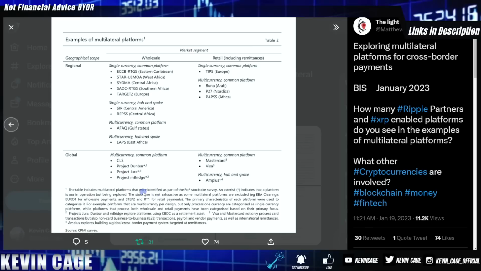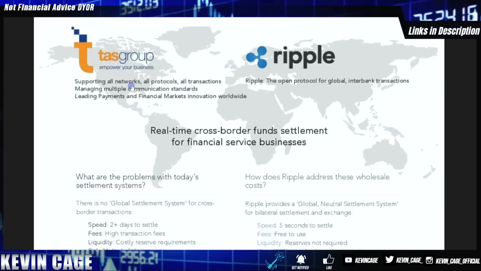So we can see Project Enbridge, we can see Project Dunbar, we can see Visa, MasterCard. We have TIPS, the common platform throughout Europe. Notice this is retail, including remittances. And I'm sure you guys remember Task Group, it's TAS Group, and we can see Ripple.